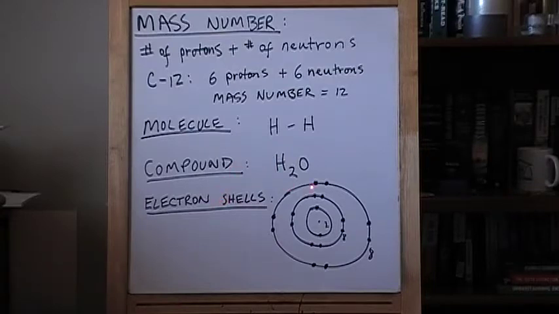Next, we have the arrangements of the electrons in atoms. And the electrons in atoms are arranged in shells. So these shells have certain amounts of electrons that can occupy them. So in the first shell, you can have up to 2 electrons. This little dot in the center is the nucleus. And then you have the first electron shell. The second electron shell can hold up to 8 electrons, and the third electron shell can hold up to 8 electrons again.